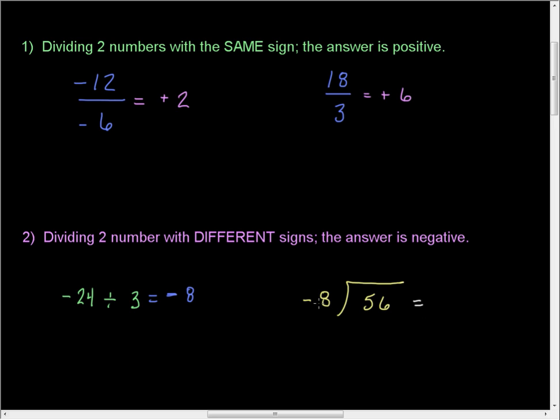Here I have negative 8 goes into 56 how many times? Well, a negative goes into a positive, and so I have a negative answer, because it's really 56 divided by negative 8. And we saw that with different signs, we have a negative answer. And so I can do that. Now 8 goes into 56 7 times. And there's my answer.